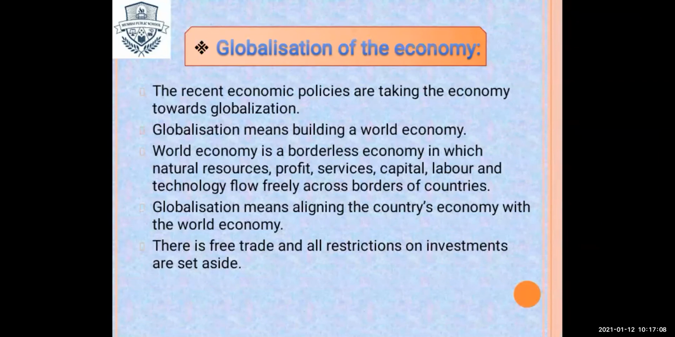Whenever we are producing or manufacturing any products, at that time we have to be very connected towards other countries. Why? Because if you are not connected, then you are out of the race. This is about the person who is doing the production, who is manufacturing. For this, they have said here there is free trade and all restrictions on investments are set aside.